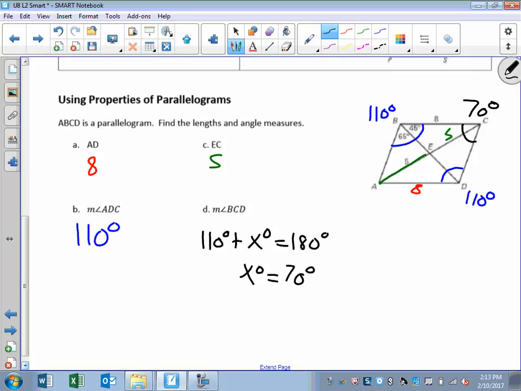And it doesn't ask us this, but one other thing we can also say is that angle BAD is also 70, because it's opposite, and opposite angles are congruent. So just to recap, for A, opposite sides are congruent. For B, opposite angles are congruent. For C, the diagonals bisect each other. And for D, consecutive angles are supplementary, meaning that they add up to 180.